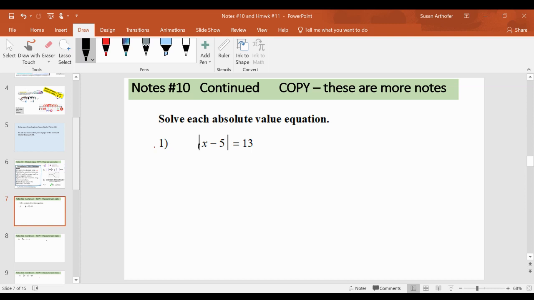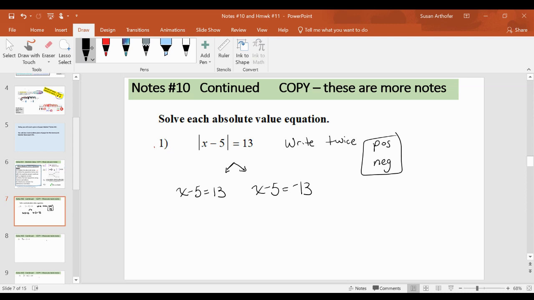So remember, the first step is to isolate, which it is. The only thing next to equal sign is the absolute value. That's what it means to isolate. So now we're going to write it twice, once with the positive, once with the negative, right? So I kind of split them like this. So x minus 5 equals with a positive 13. X minus 5 equals with a negative 13. So once with a positive, once with a negative.